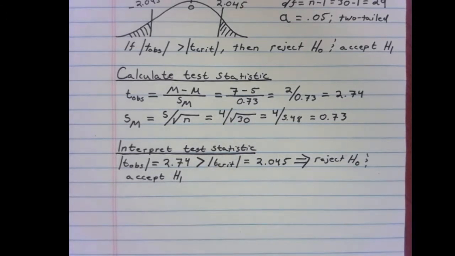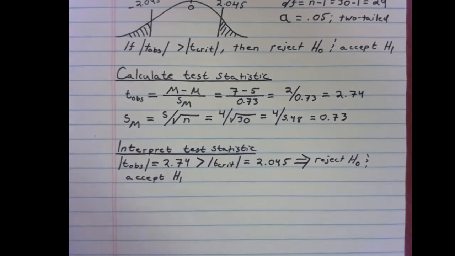Now, what does this tell us? It tells us that our sample mean of 7 is not likely to come from a population with a mean of 5. In fact, it is so unlikely that we are rejecting that possibility altogether.